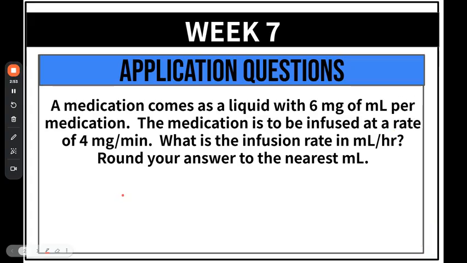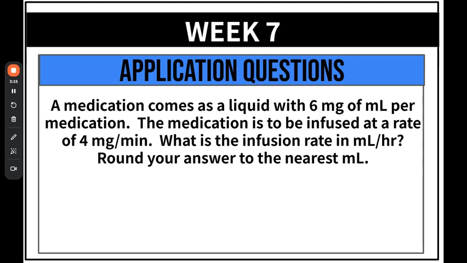All right, in this question it says a medication comes as a liquid with 6 milligrams per milliliter of medication. The medication is to be infused at a rate of 4 milligrams per minute. What is the infusion rate in milliliters per hour? Round your answer to the nearest milliliter.